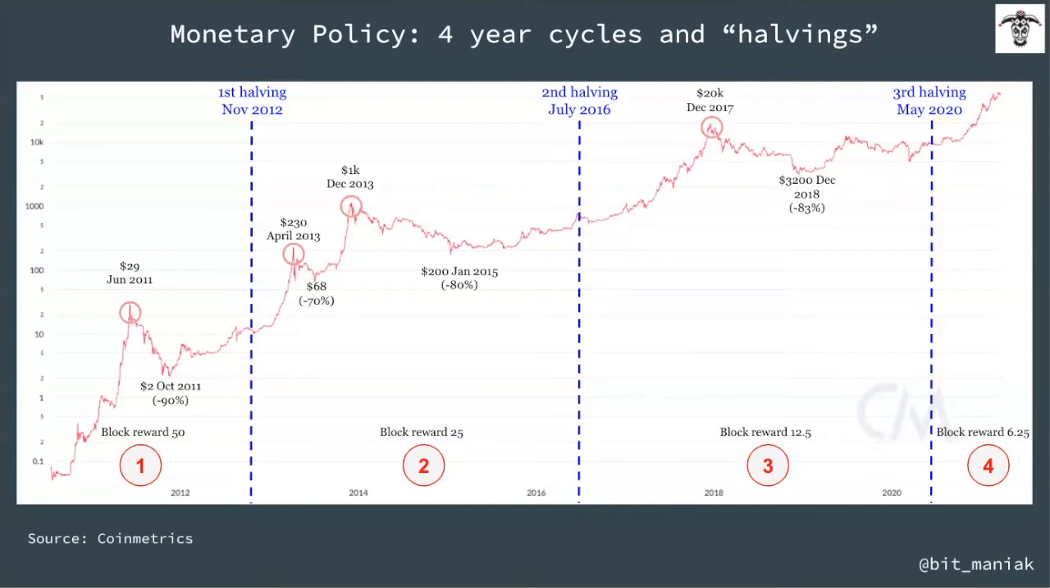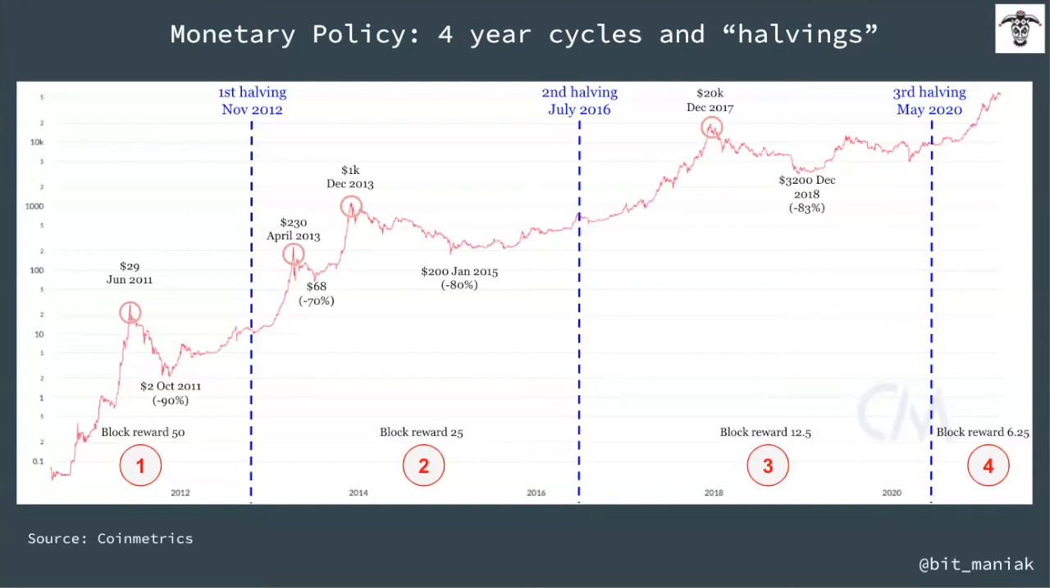That's when the network had its first halving event, which is the first dotted blue line. A halving is an event that happens roughly every 4 years. It's programmed in the code. We know it's going to happen. There's been 3 halvings so far, which we can see in the blue dotted lines on this graph.